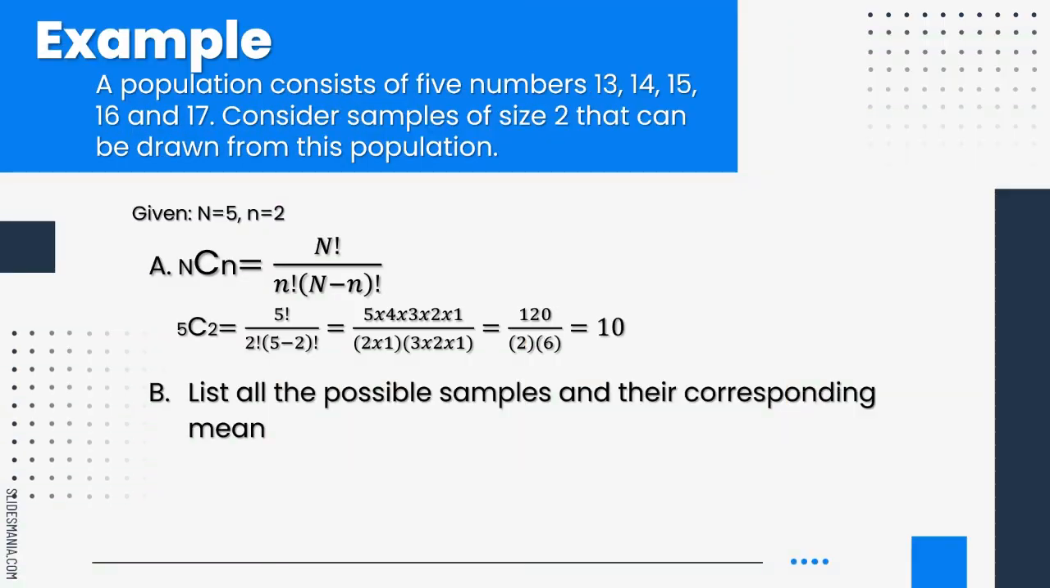Let's have an example. A population consists of 5 numbers: 13, 14, 15, 16, and 17. Consider samples of size 2 that can be drawn from this population. Let's have the given. We have the number of your population, that is your capital N, equal to 5, and the number of samples, that is the small n, equal to 2.